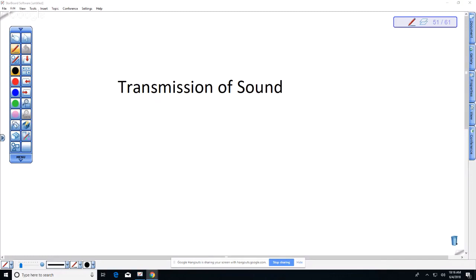So one of your essay questions talks about the transmission of sound. So what is the first structure in your ear that picks up sound waves? The pinna, or the outer ear.